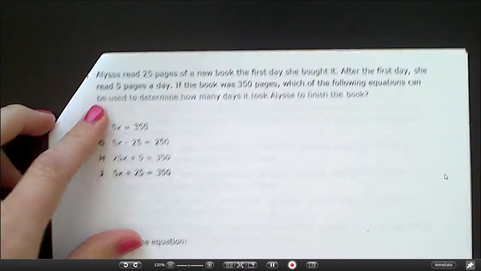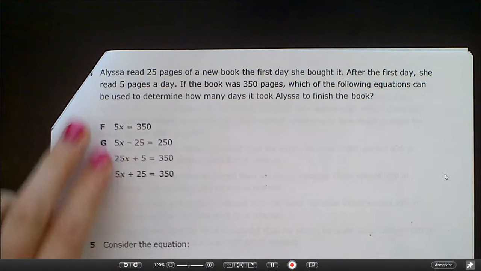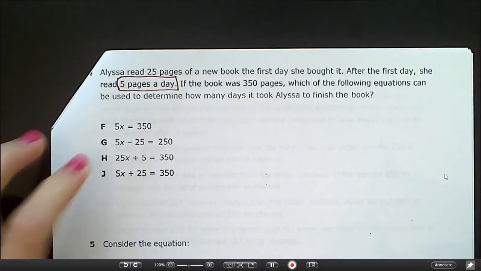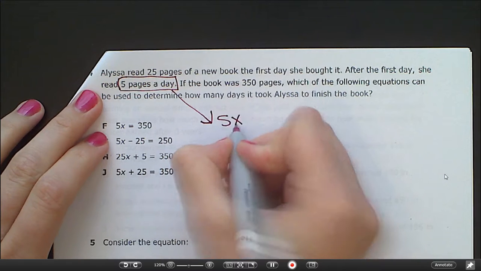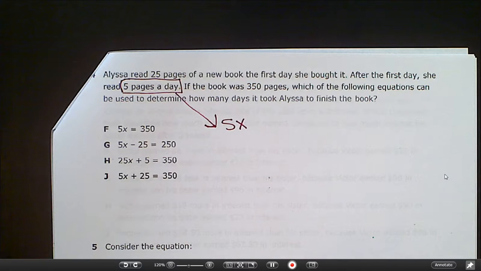Okay, number 4. Alyssa read 25 pages of a new book the first day she bought it. After the first day, she read 5 pages per day. So I know that this is going to translate to 5x. If the book was 350 pages, which of the following equations can be used to determine how many days it took to finish the book?